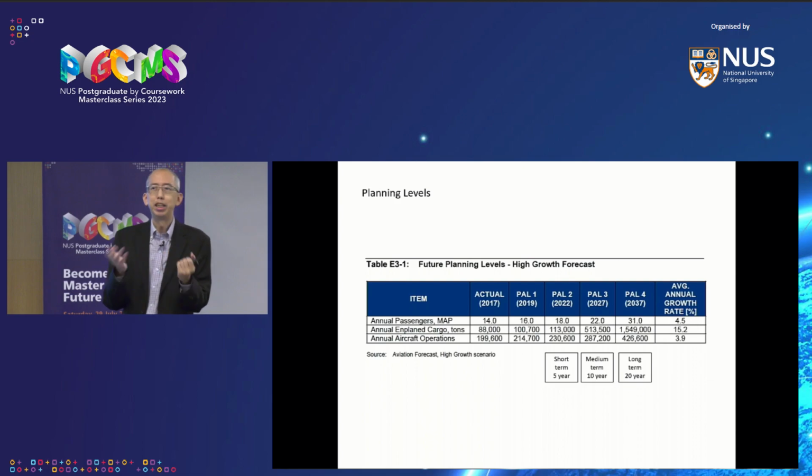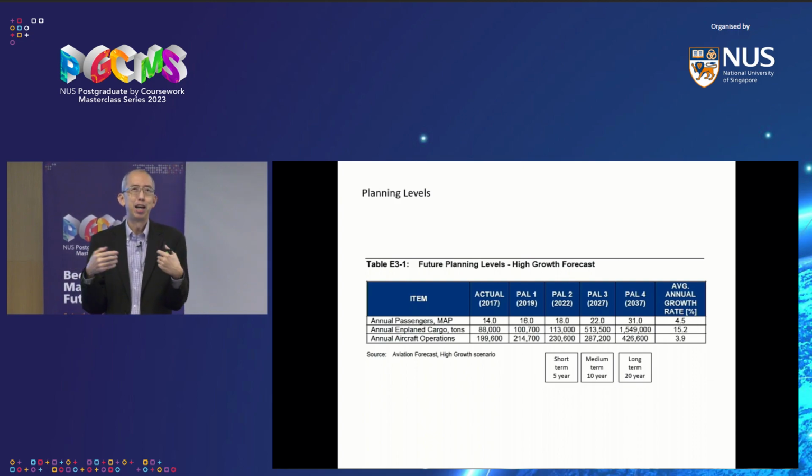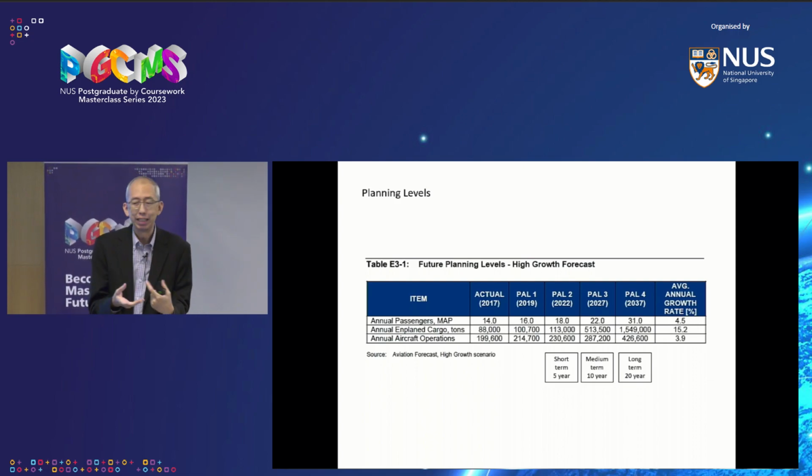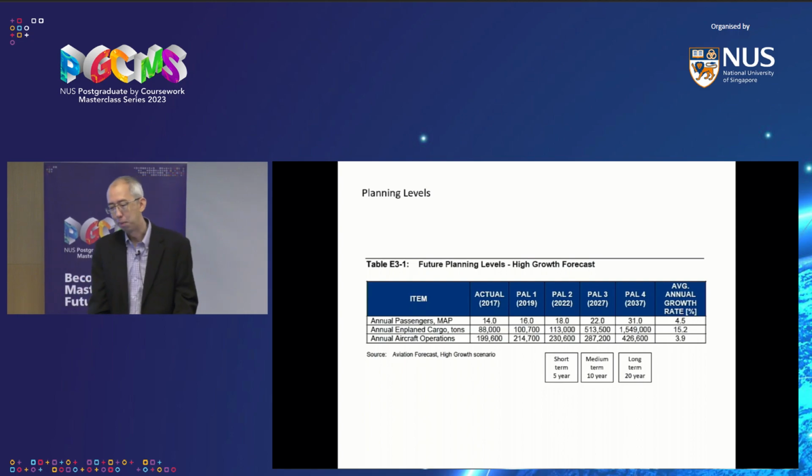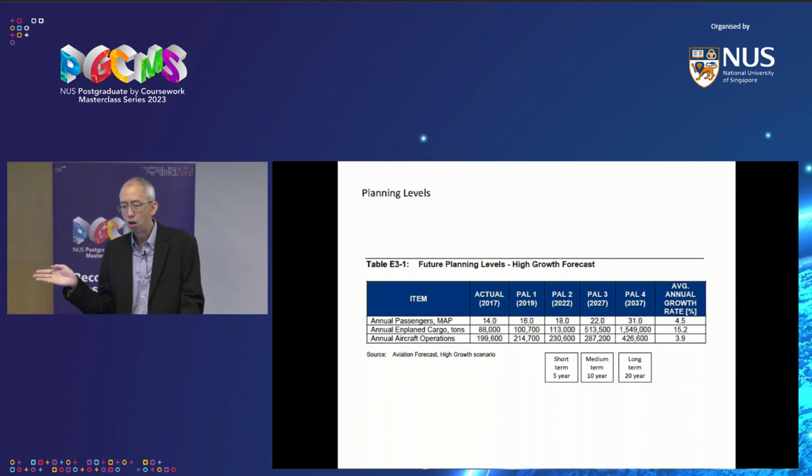So imagine, you have an airport that was built for 15 million, and now you're trying to squeeze 22 million people in there. It's a mess, okay? And you can't build buildings quickly. So for master planning purposes, you create planning levels. Typically, you do short, medium, and long. But in this case, they also did an immediate, which is like 2019 at the 2-year mark. So remember these planning levels.